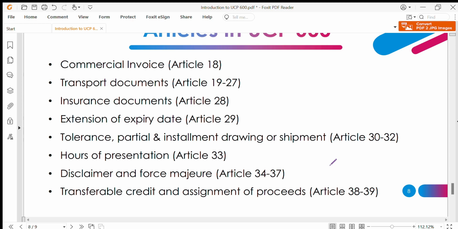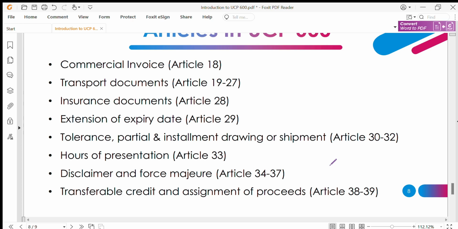Article 28 specifically talks about insurance documents. What kind of insurance documents are accepted when you are handling documentary credit? What is the minimum insurance cover required and how does it need to be calculated? All those are stipulated in Article 28. Article 29 talks about the situations or events in which you can extend the expiry of the documentary credit. Articles 30 to 32 cover tolerance and partial drawings or shipments.